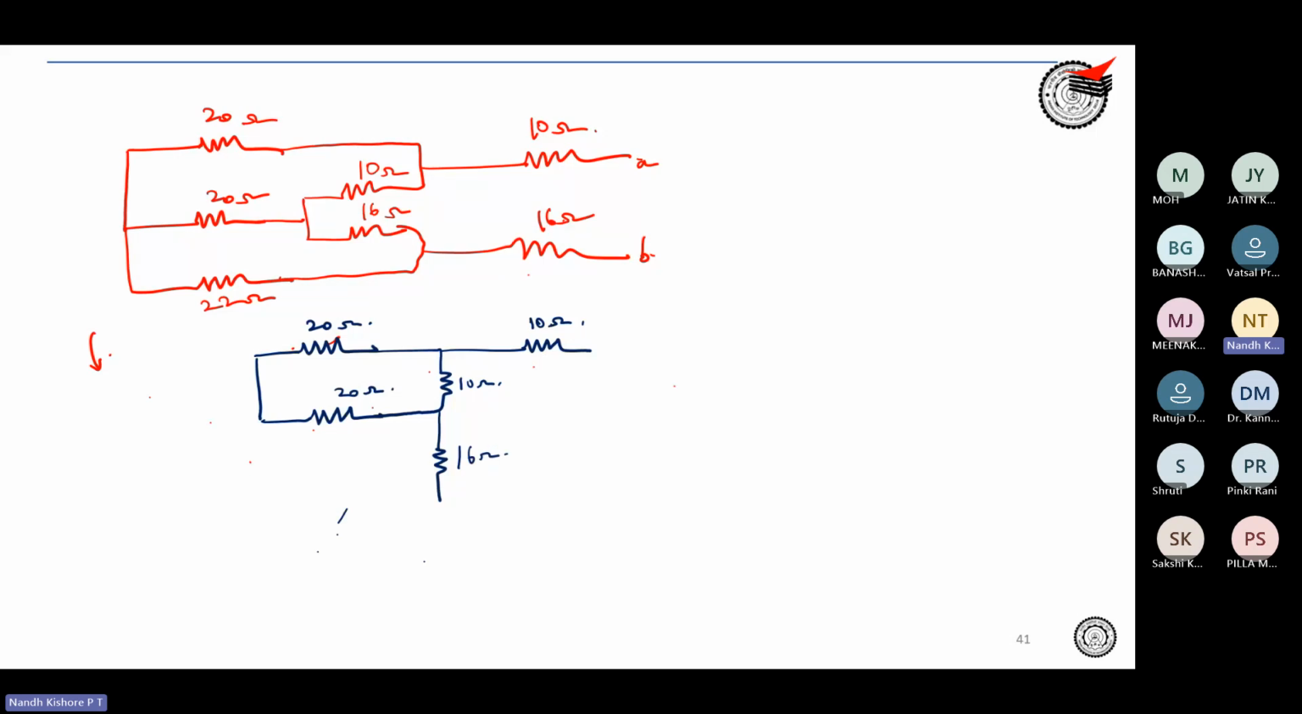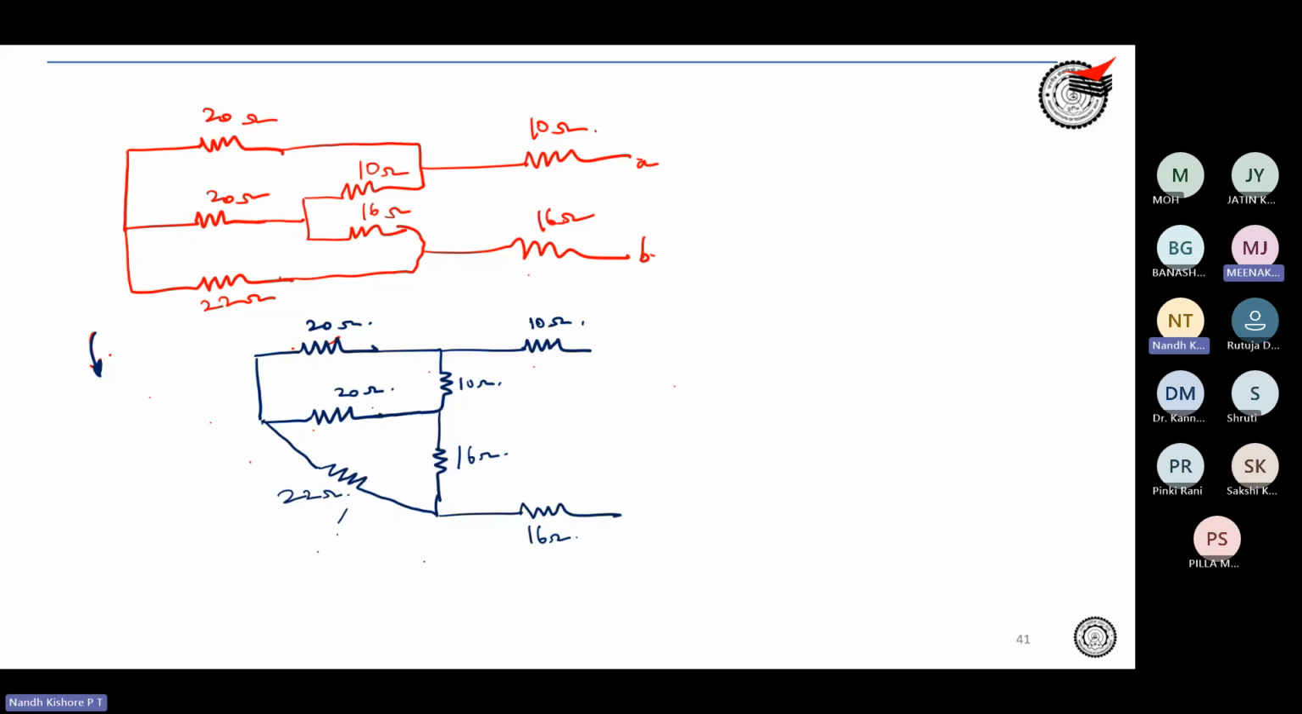So there is just a 22 ohm, which is between this to this. And again, I'm having 16 ohm. Are you understanding this, everyone? How this particular step came about from here to here? Are you understanding? Yes.